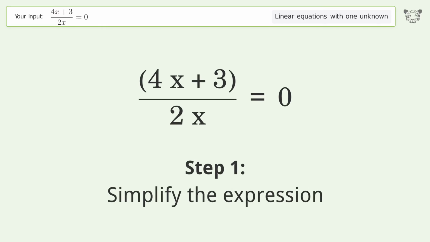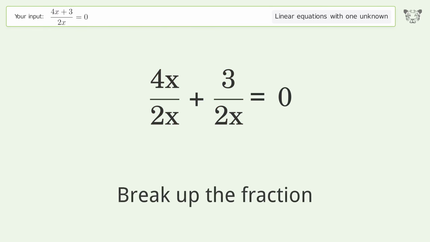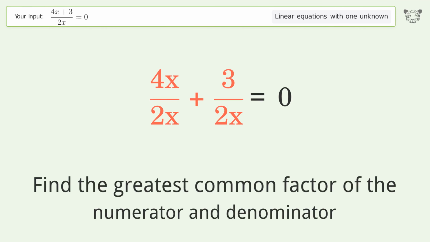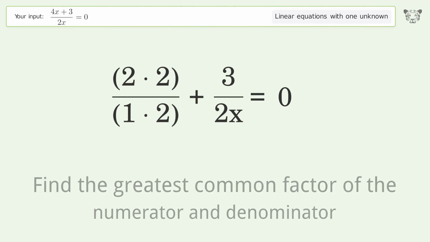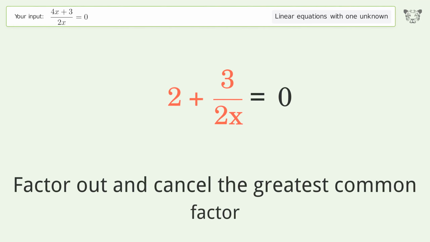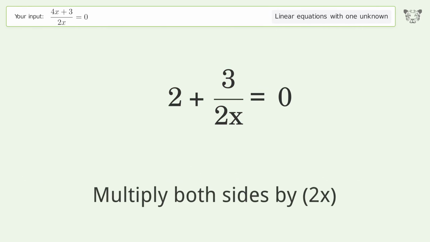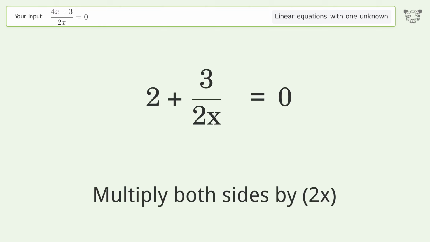Simplify the expression. Break up the fraction. Find the greatest common factor of the numerator and denominator. Factor out and cancel the greatest common factor. Isolate the x. Multiply both sides by 2x.